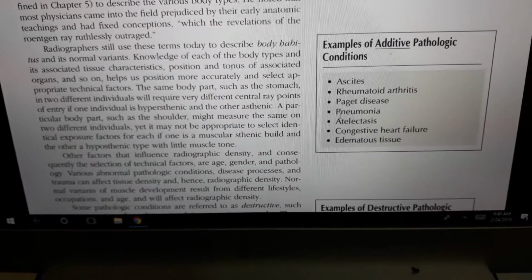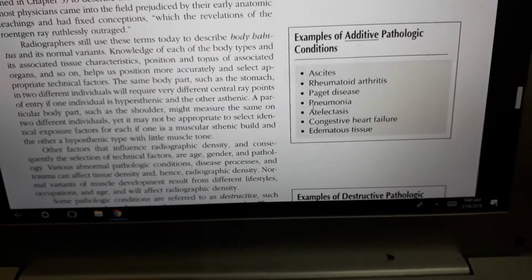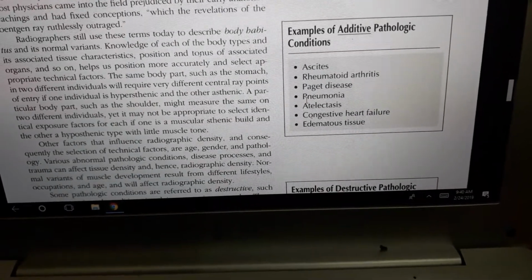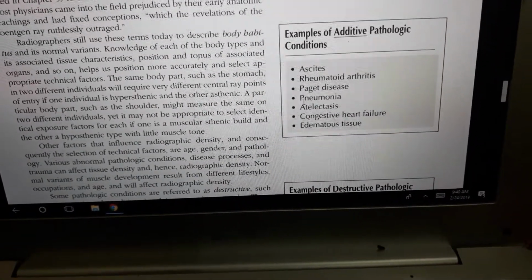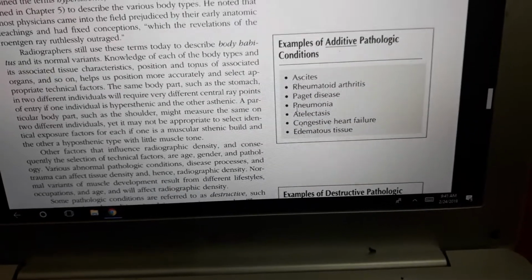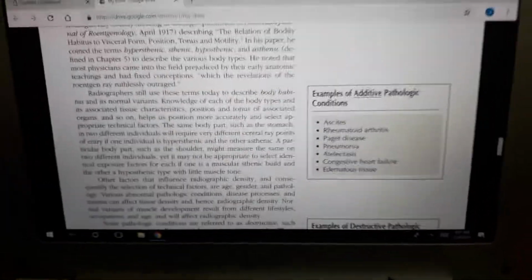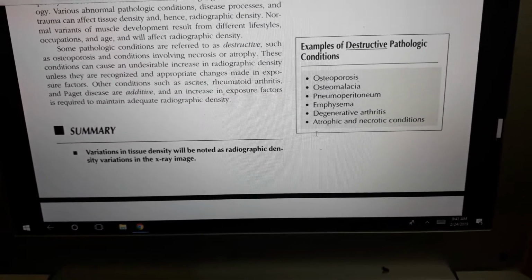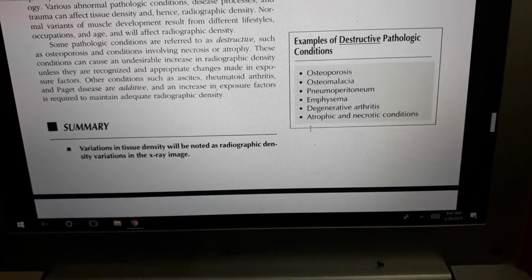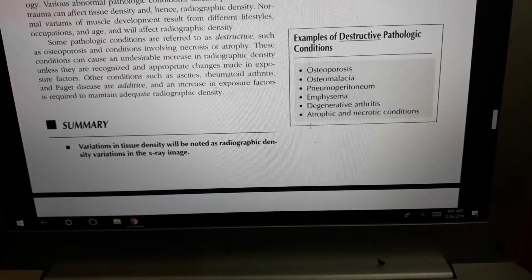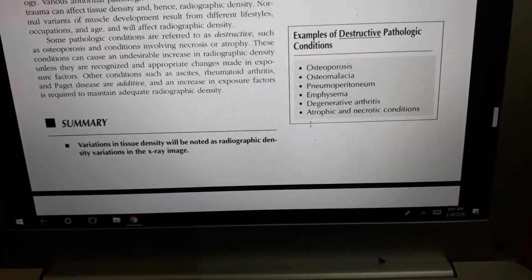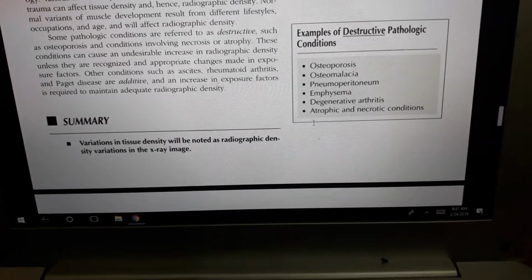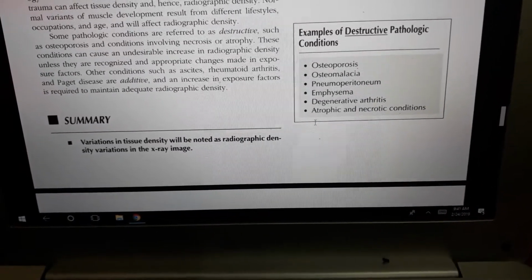Patient factors: ascites, rheumatoid arthritis, Paget's disease, pneumonia, atelectasis, congestive heart failure, edematous tissue, adding pathogenic conditions. And examples of destructive pathogenic conditions: osteopenia, osteomalacia, pneumoperitoneum, emphysema, degenerative arthritis, erotic and neurotic conditions.